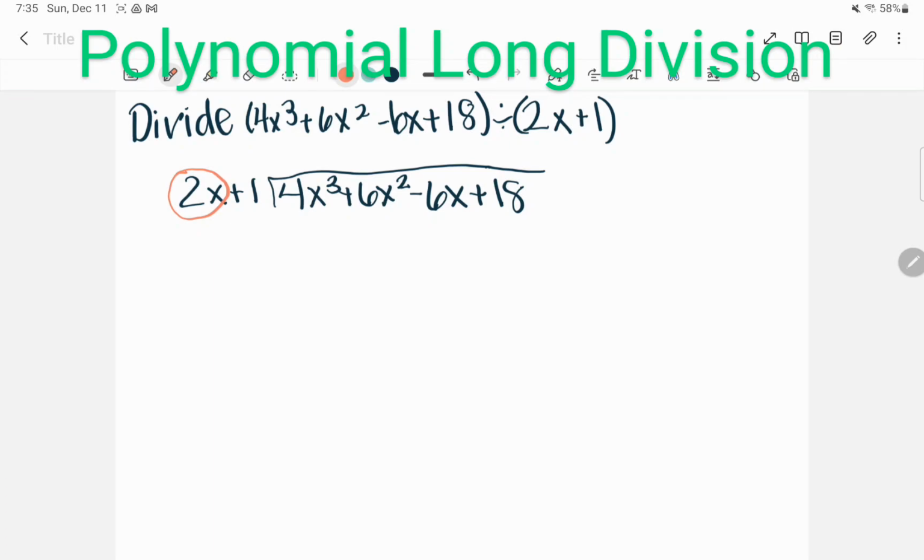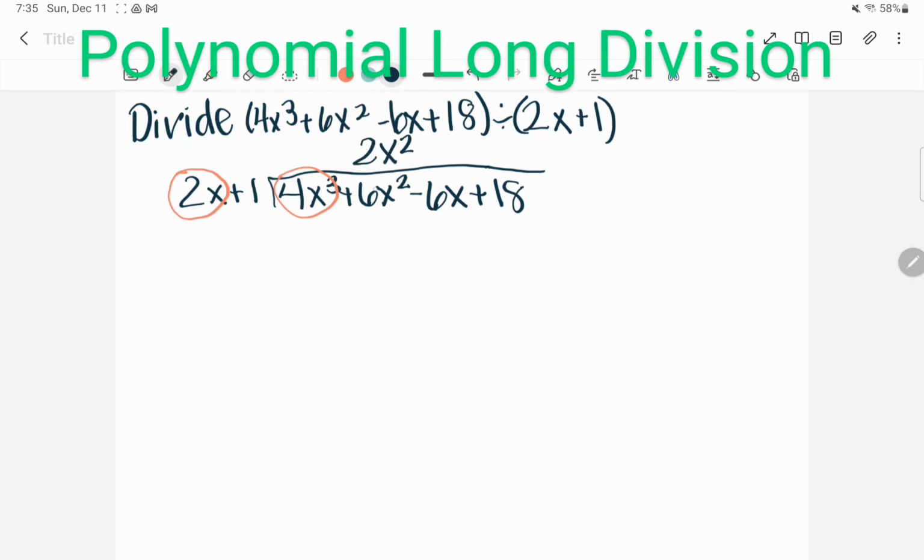Every time I think, what do I need to multiply by? I will be thinking, what do I need to multiply 2x by to get to where I need to go? So it's going to be a little bit different than what you would have done previously. So I'm going to start out thinking, what do I need to multiply 2x by to obtain 4x to the third power? And that, of course, is going to be 2x squared.